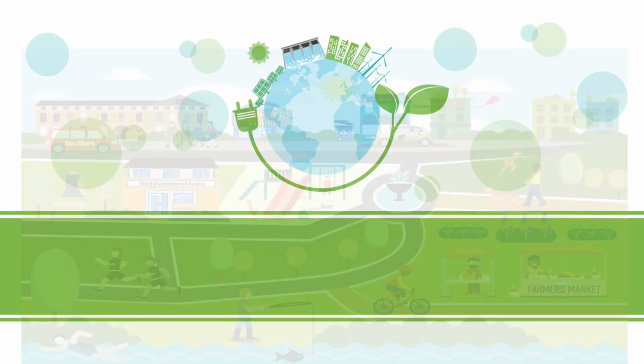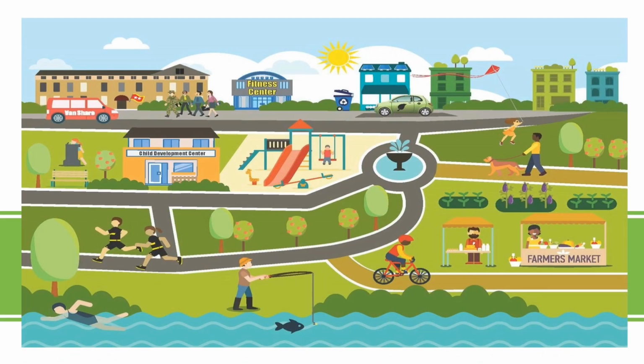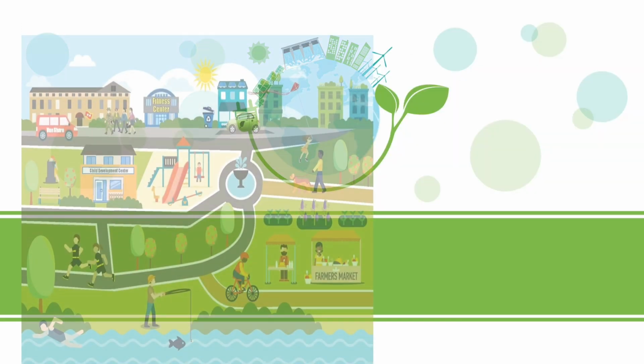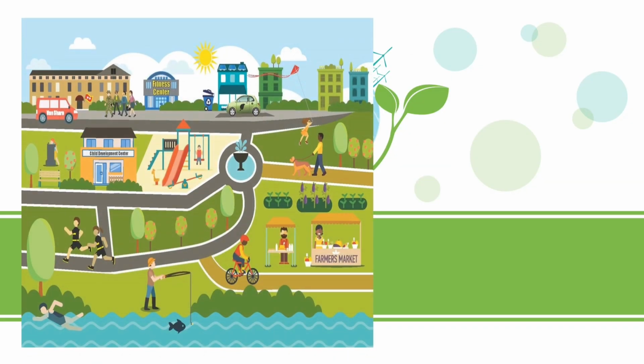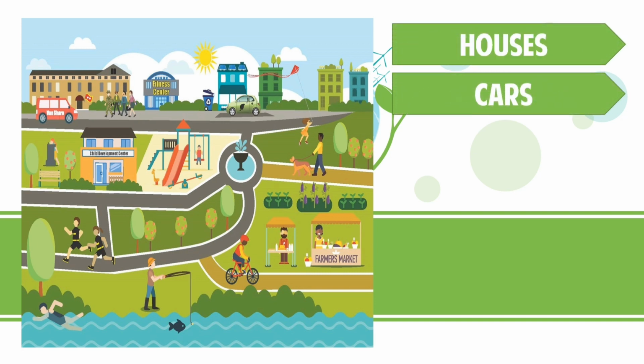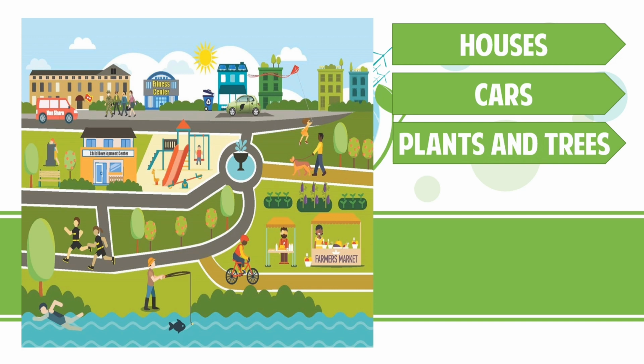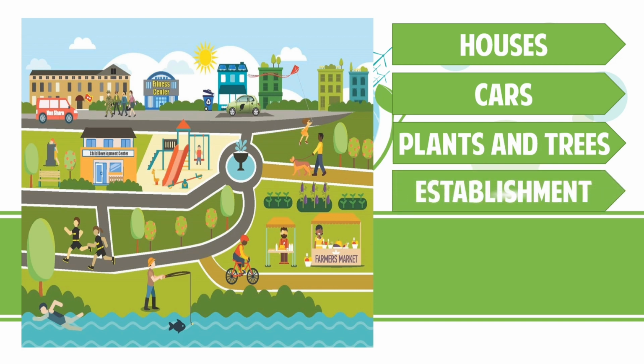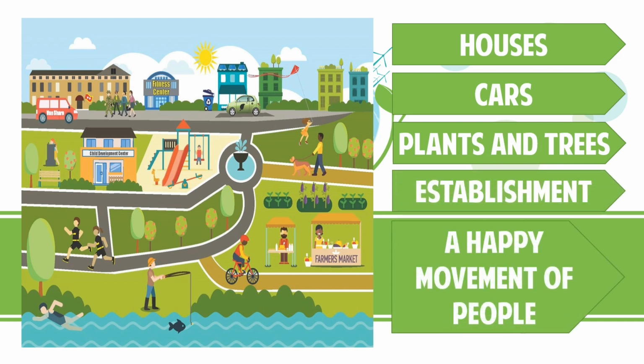Take a look at this picture. What can you see? You are right. All we can see are houses, cars, plants and trees, establishments, and a happy movement of people. We can see this community is a happy and a healthy community.